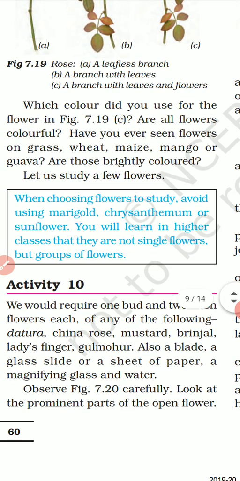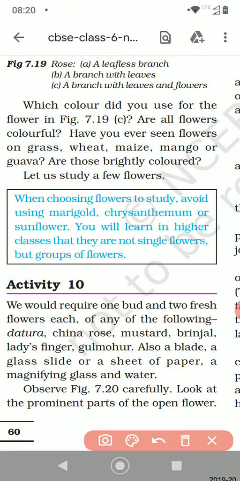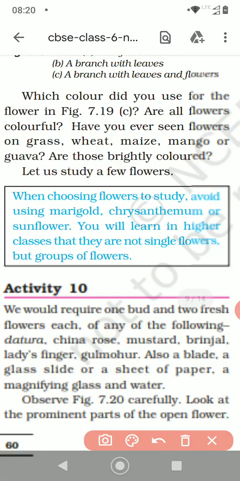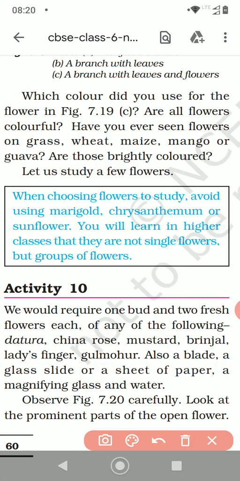When choosing flowers, children, this is very important. Please mark it. When choosing flowers, avoid using marigold, chrysanthemum or sunflower. Why? Because they are not one flower. They are not a single flower. They are a group of flowers.